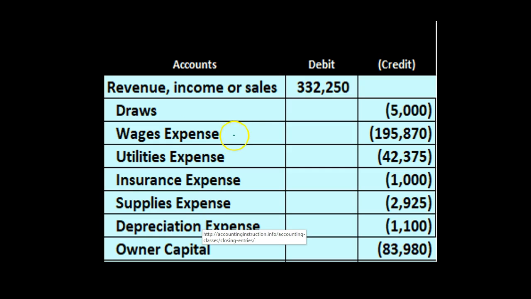And then we can go back and just reformat this and put the revenue on top, then draws, then all the expenses, followed by the capital account.